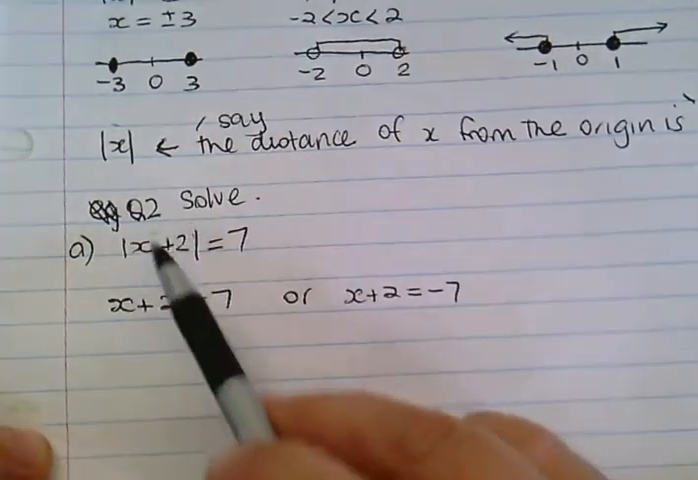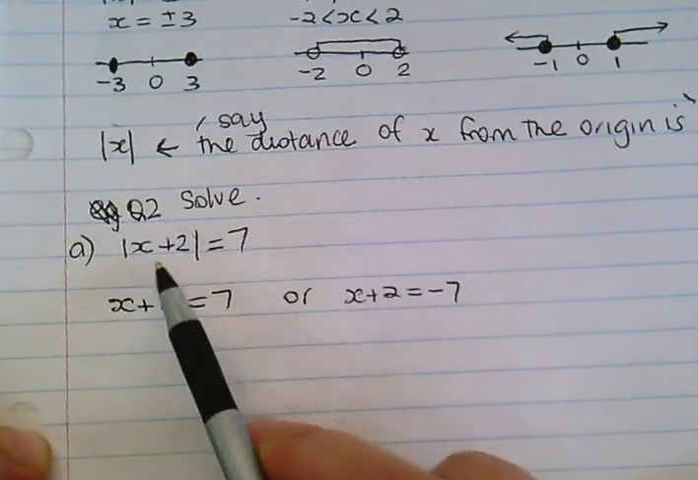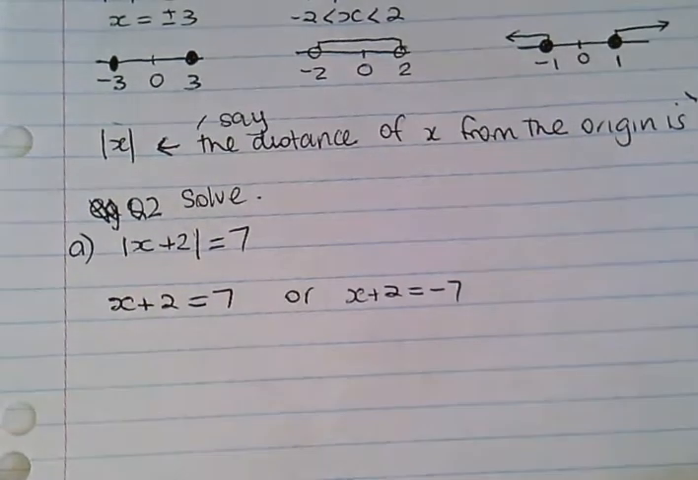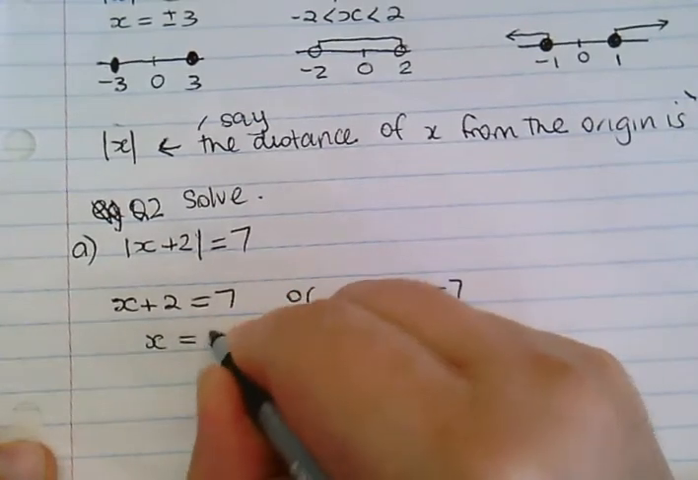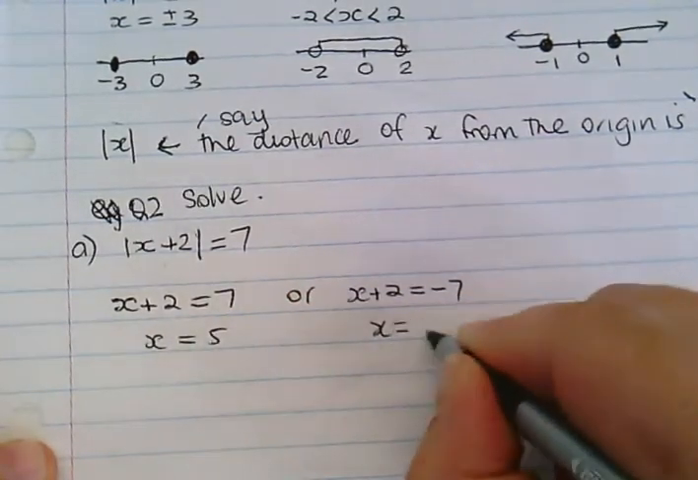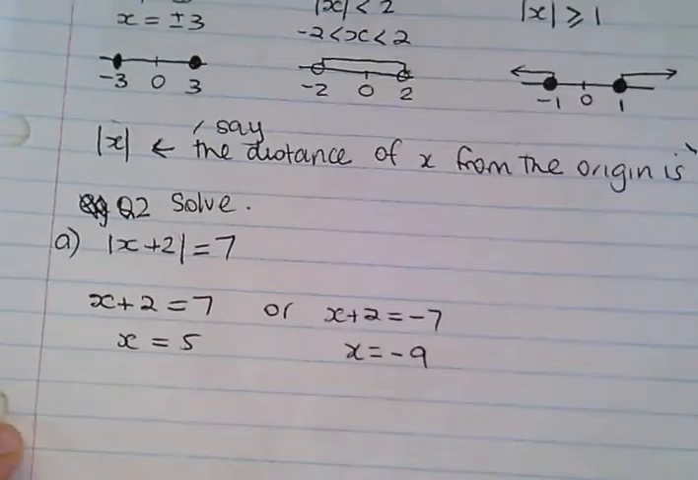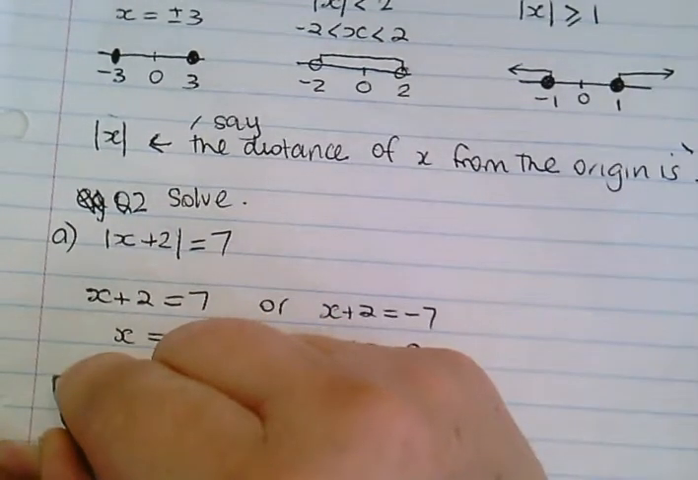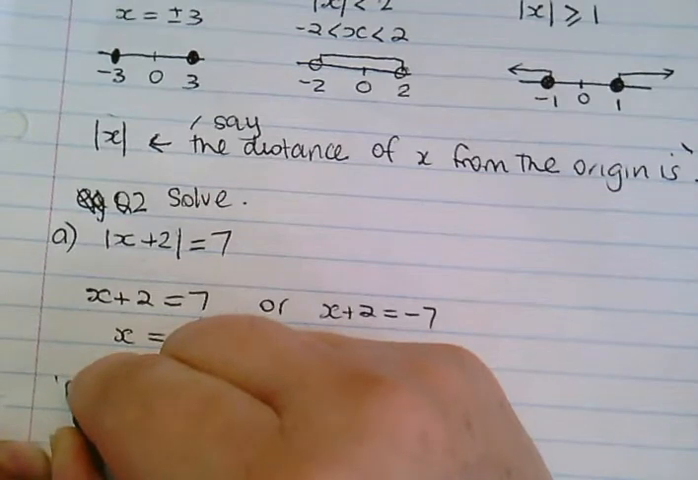Or you can think of it as the absolute value of 7 is 7, but the absolute value of -7 is also 7. What is contained within the absolute value sign could be 7 or -7. Because isn't the absolute value of -7 7? Remembering back to chapter 1, all right? So then we just solve these two. So x is 5 or x is -9. So there are two solutions there. Okay. Another question.